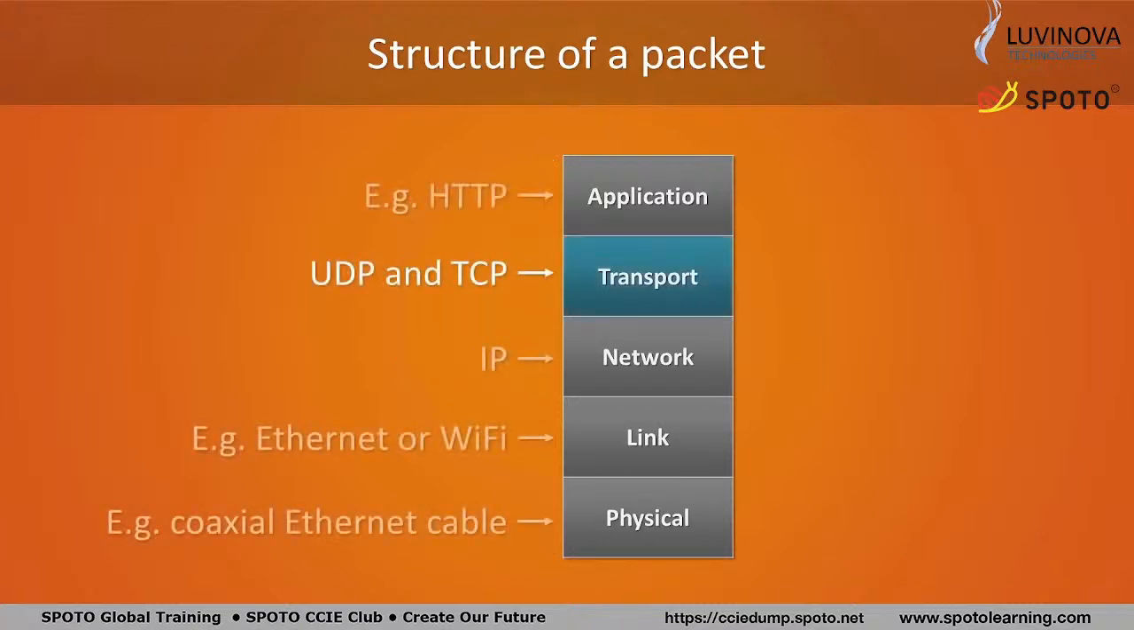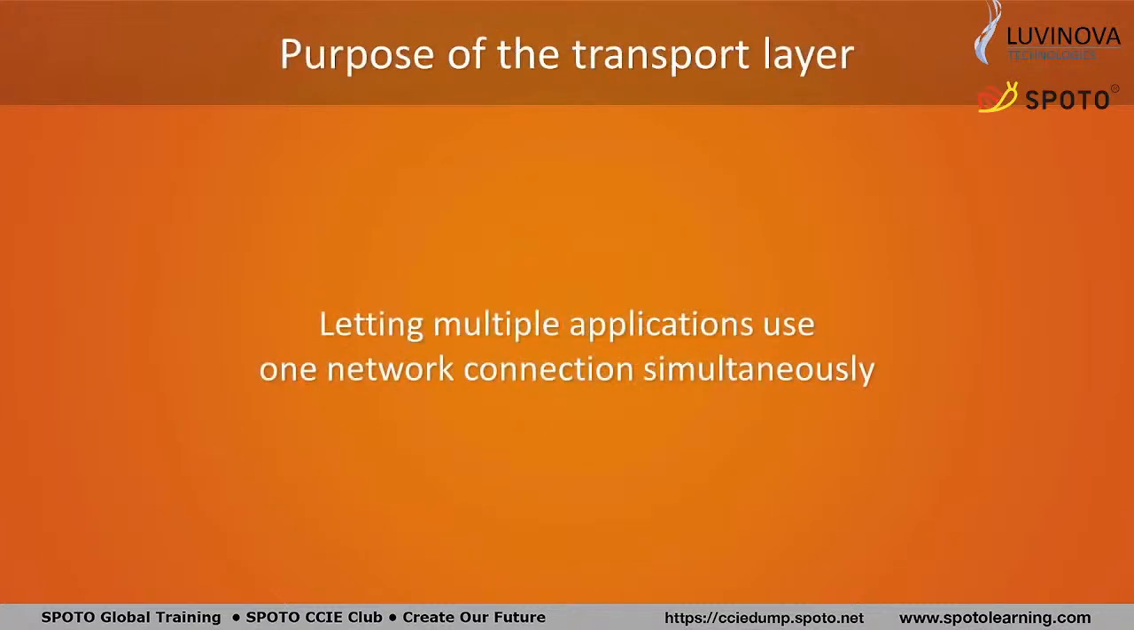I might do a full video on this five-layer structure at some point, but for now, just remember that UDP and TCP are part of the transport layer. Have you ever wondered why it's possible that two applications can use the same internet connection at the same time? Well, that's because of what the transport layer provides. It allows multiple applications to use one network connection simultaneously.